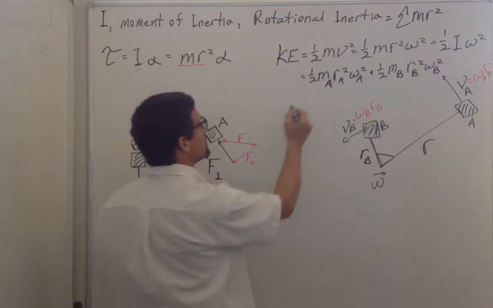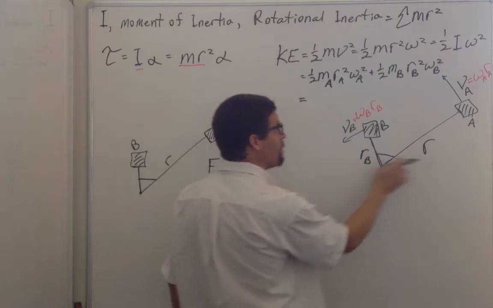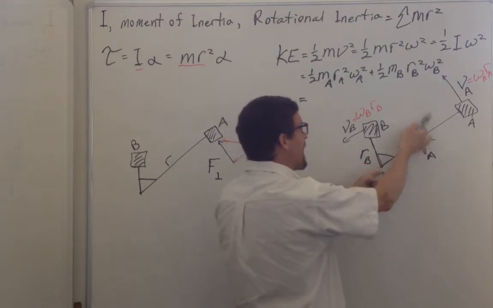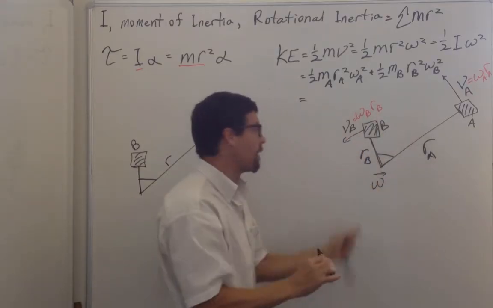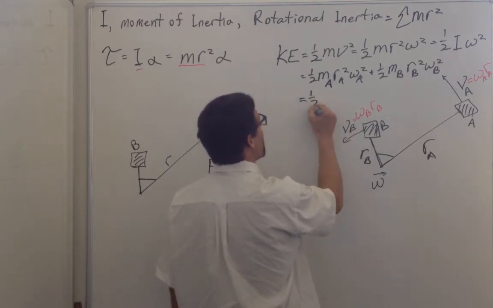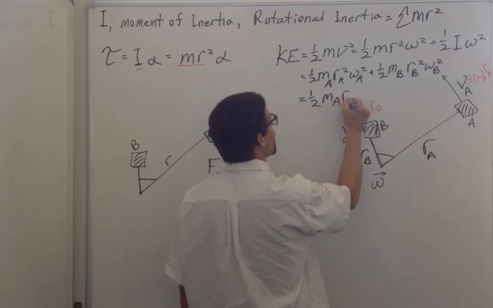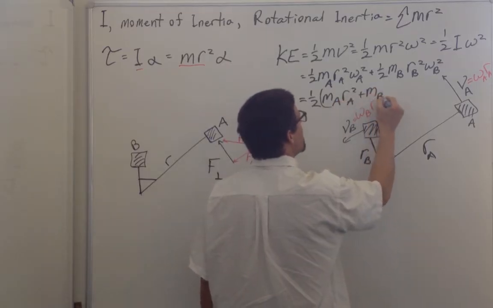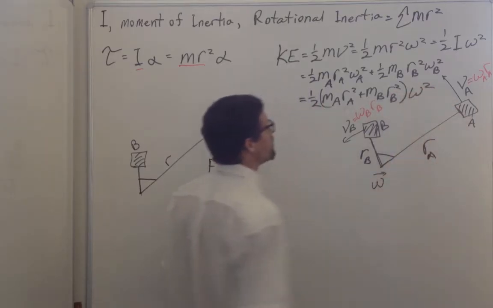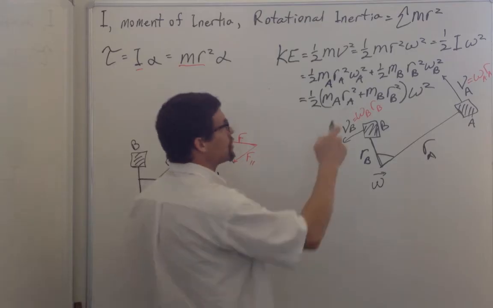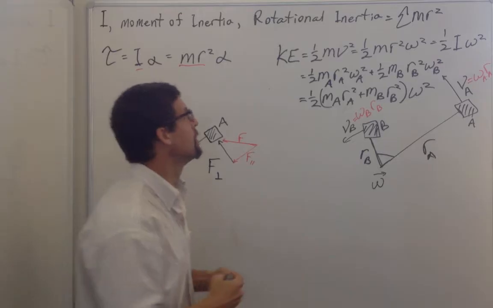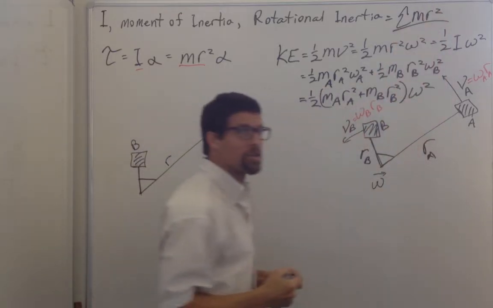Now what I like about this is that while they don't have the same radius and they don't have the same mass, they have the same omega. When this guy goes around once, this guy is going to go around once. The rotation rate is the same. So I can pull that out and I end up with 1/2 MA R squared A plus MB R squared B times omega squared. And so what we have here is just the sum of the squares of the radii times their masses, or the sum of mr squared.